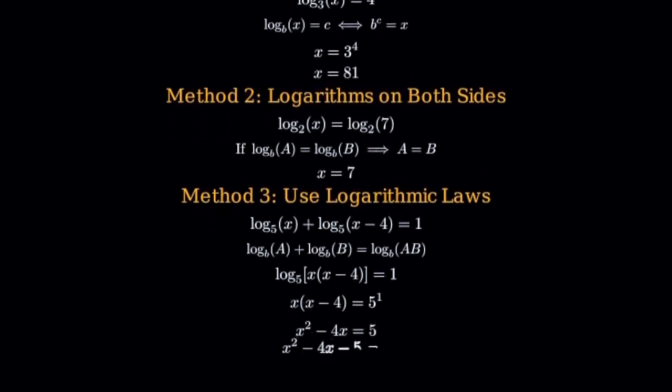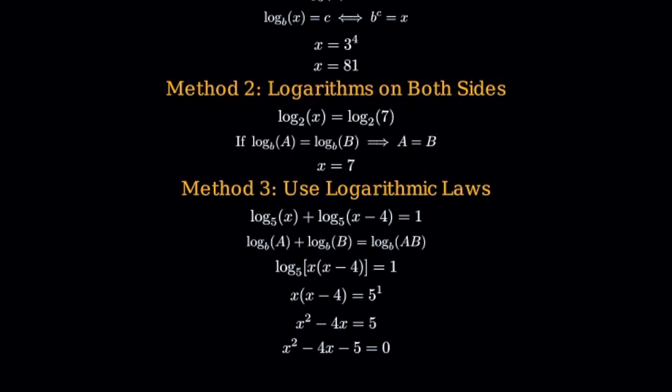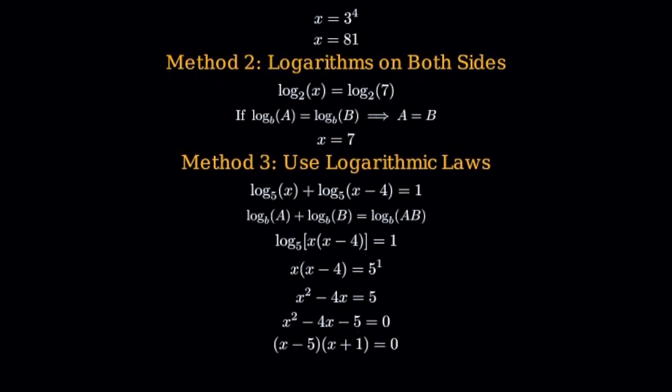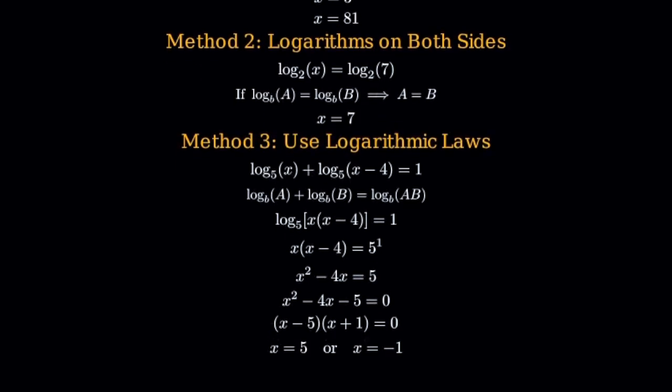Now, we rewrite this in exponential form: x times (x minus 4) equals 5 to the power of 1. Expanding this gives x squared minus 4x equals 5. Rearranging it into a standard quadratic equation form gives x squared minus 4x minus 5 equals 0. We can factor this quadratic as (x minus 5) times (x plus 1) equals 0. This gives two potential solutions: x equals 5 or x equals negative 1.